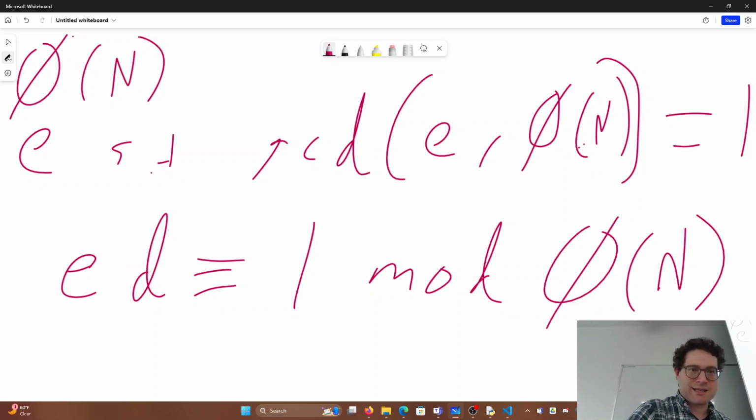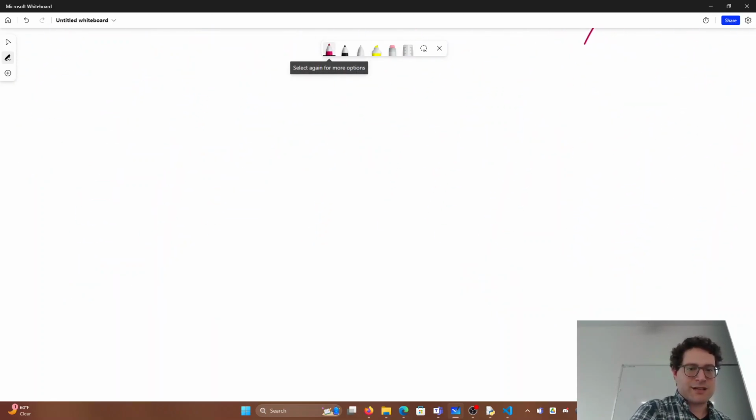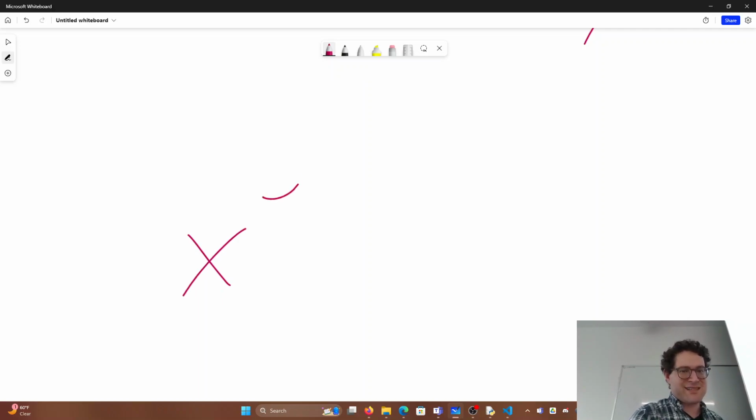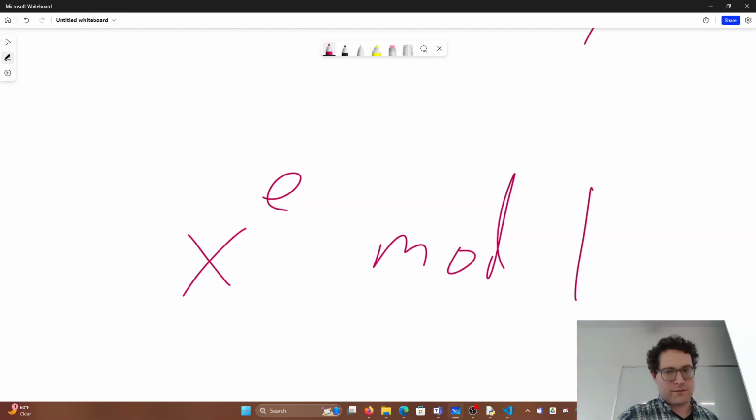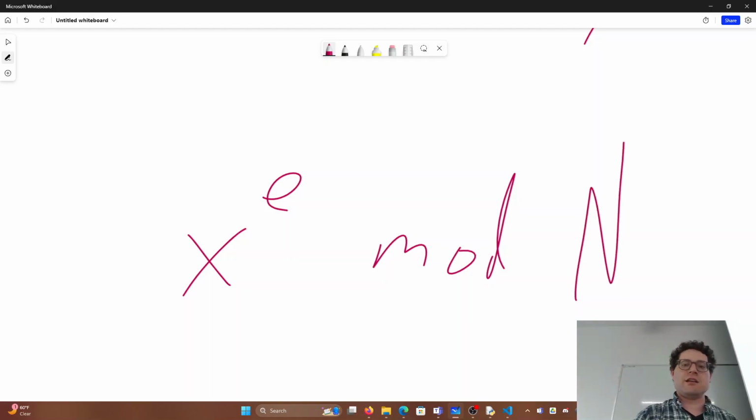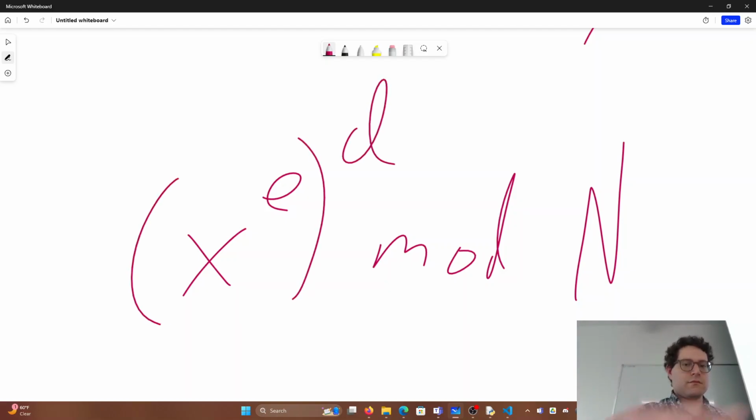How does encryption work into this? Encryption works as follows. If I have a message, any message is going to be some number. And if it's larger than n, I'm going to split it up into blocks that are each less than n. To send a message x, I simply use my public key to send that message. Now to decrypt that message, I do this, which will fully rotate it.